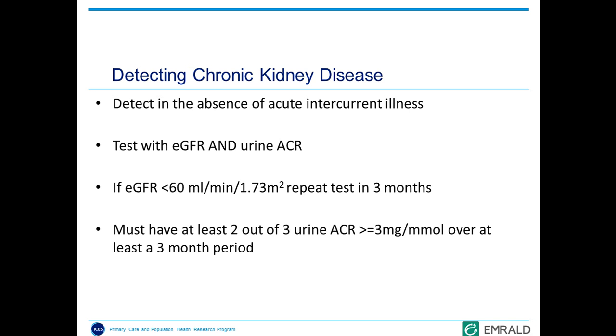If the urine ACR is greater than or equal to 3 on initial testing, then you should repeat the test. At least 2 out of 3 random urine ACRs must be elevated over at least a 3-month period to meet the definition of CKD. You should always consider reversible causes prior to retesting, for example, NSAID use, recent use of contrast dye, BPH, or urinary retention.